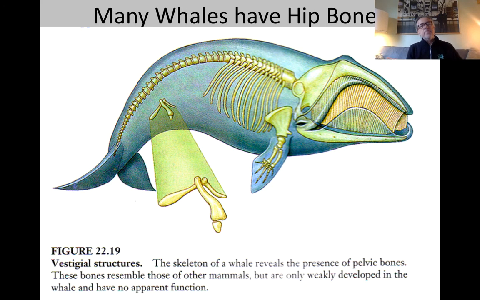Here's a great example of a vestigial structure. Whales still have their hip bones. You can see that these are hip bones. If you study the development of whales, if you look at the anatomy of whales, you can tell that these are the bones from the hip and the upper leg. And yet whales don't use them for swimming or for walking, and they're still there.